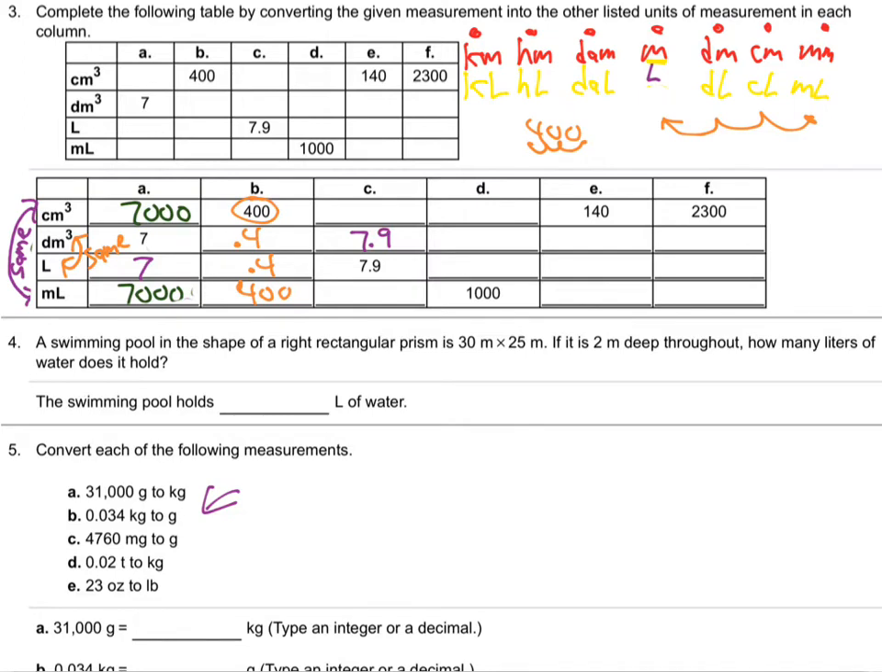Now how do we go from, let's just go liters down to milliliters. So from liter to milliliter, 1, 2, 3 to the right. So take that decimal, go 3 to the right, 1, and then 2 more. 7,900. That's 3 to the right. And then the one on the top is the same as the bottom. Top and bottom are the same, and the two middle ones are the same. Now we're moving.